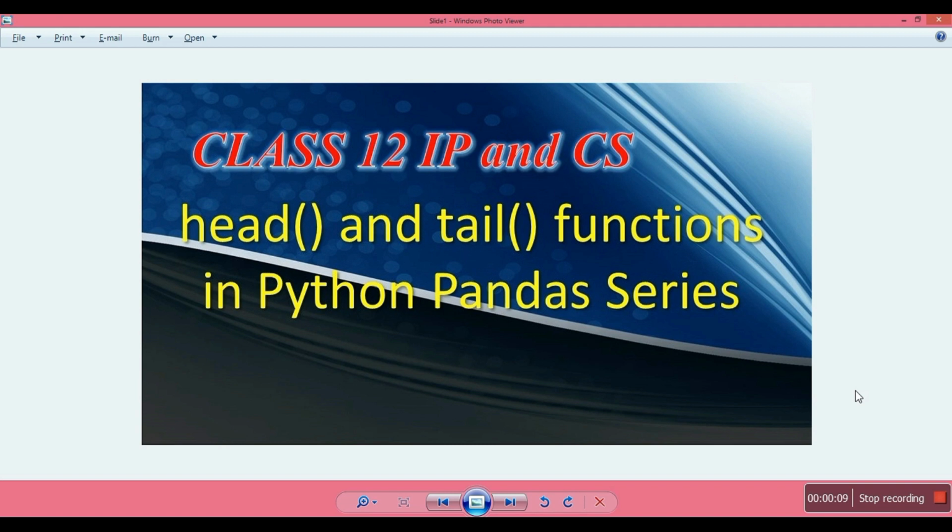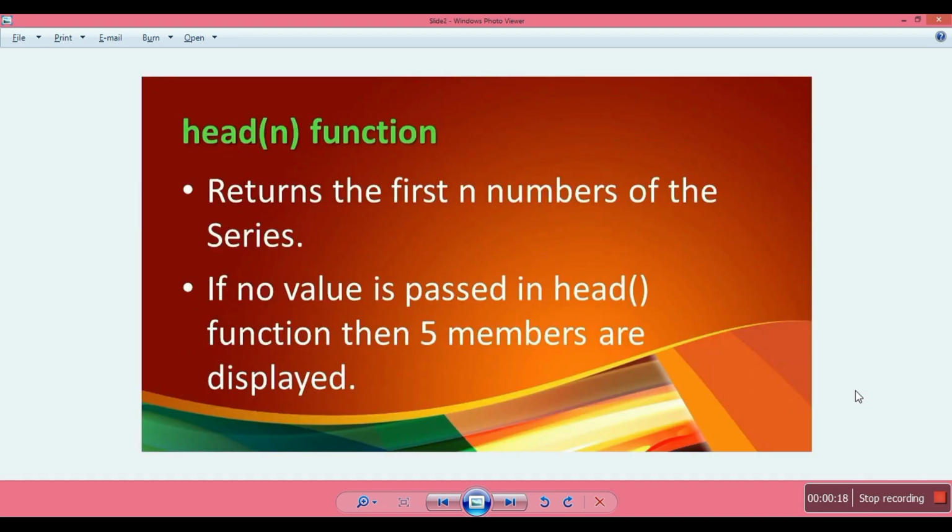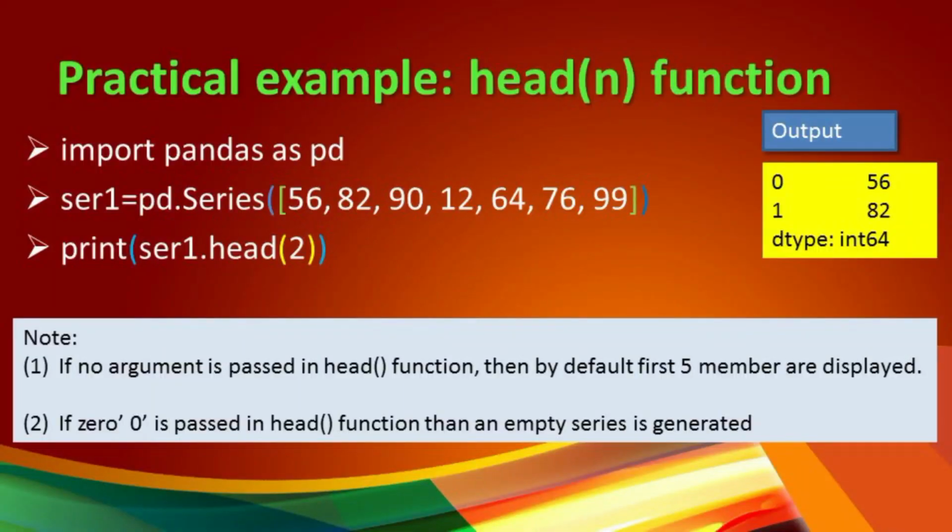In this video tutorial, we are going to learn about head and tail functions in Python Pandas. So let's start. Let us understand the head function first. The head function returns the first n elements of the series. If no value is passed, then the head function returns 5 elements.